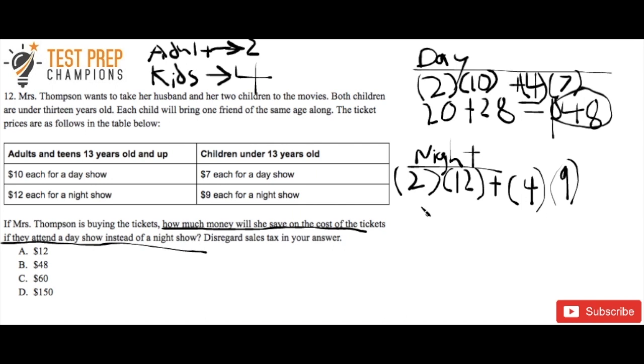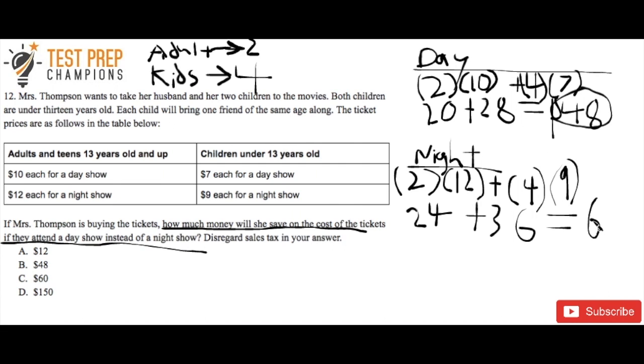So we've got 2 times 12, that's going to be 24. So we have 24. And this pen is really driving me nuts here. So 4 times 9 is 36. And 36 plus 24 is going to be 60. All right. So is answer choice C the correct answer?